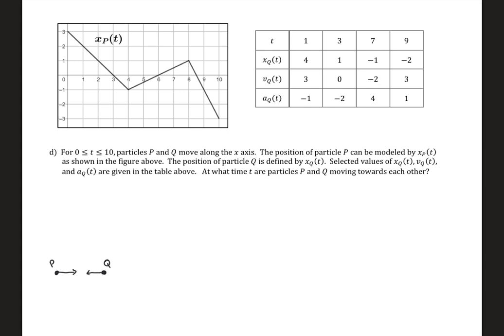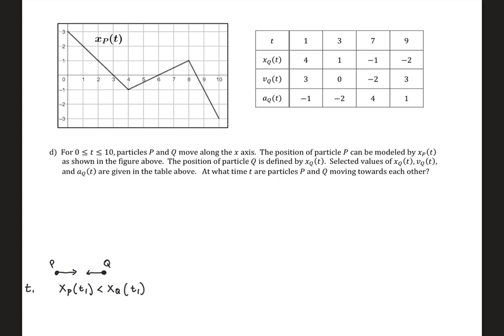So think about all the things that are true in this scenario. For them to be going towards each other, that means at some point in time, let's call it t1, the position of particle P at that time is less than the position of particle Q at that time. Okay, and that's this scenario, right? If this was on a number line, this value of position would be less than this value of position, because P is to the left of Q.